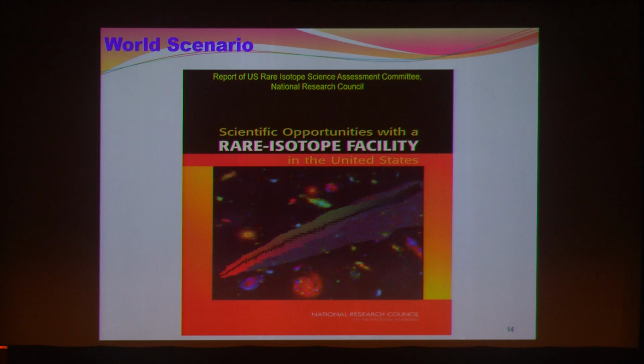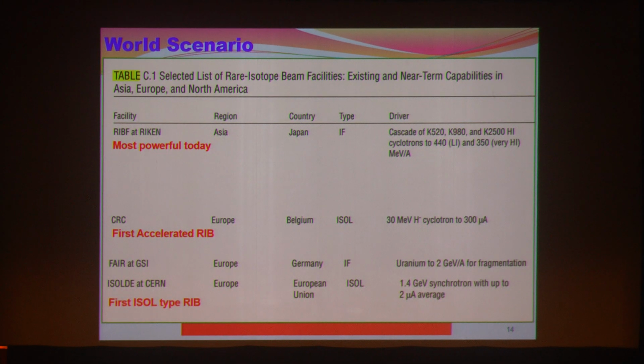Now, there are different countries, different laboratories doing research on RIBs, either in the development of RIBs or research with RIBs. So this is a very nice report from the US Rare Isotope Science Assessment Committee. I am showing a part of those facilities which are highlighted here. RIKEN is one of the most powerful facilities today. Then this Leuven, Belgium, is historically very important because they are the people who first accelerated RIBs. Then you have GSI here, and ISOLDE at CERN.